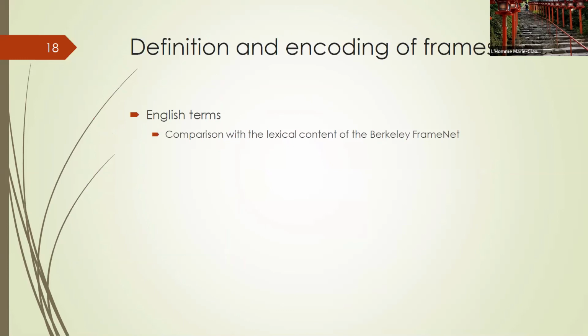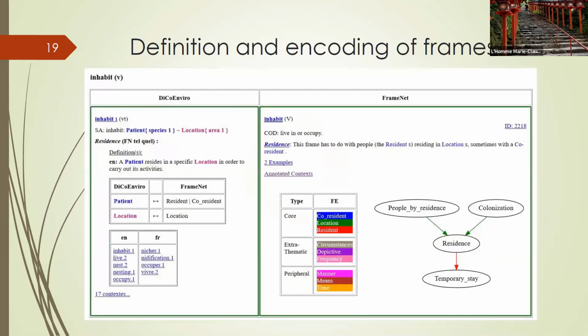For the English terms, we can also compare the content of our database to the content of the Berkeley FrameNet, the XML output of the Berkeley FrameNet. This helps us identify some terms that could possibly appear in the Berkeley FrameNet and to see if their description is similar, if the situation that we're dealing with in the environment is similar.